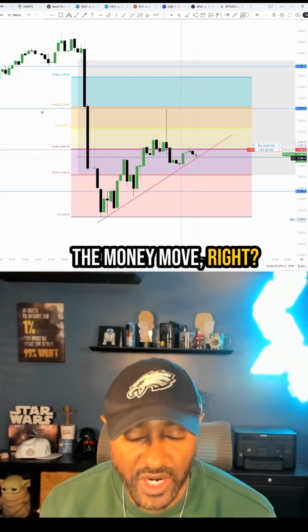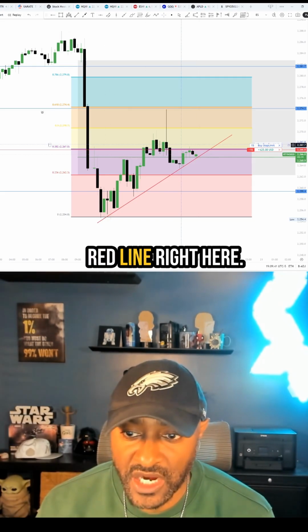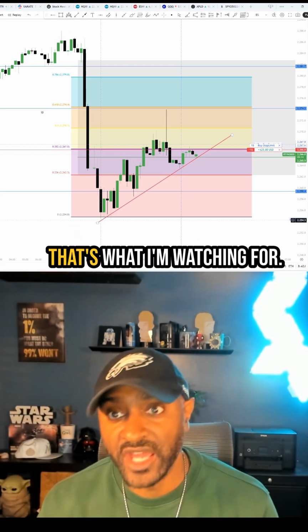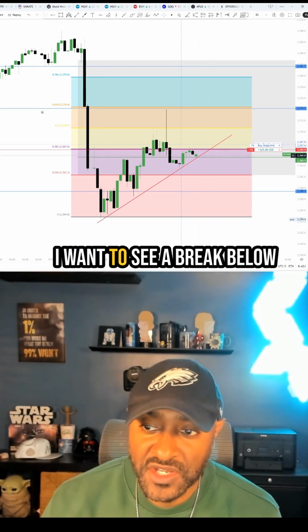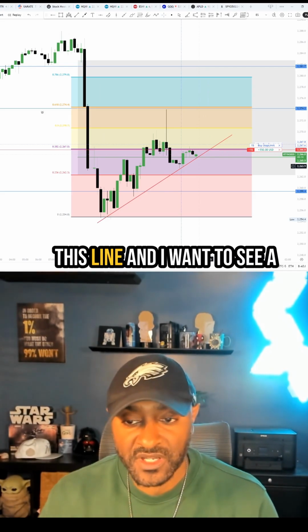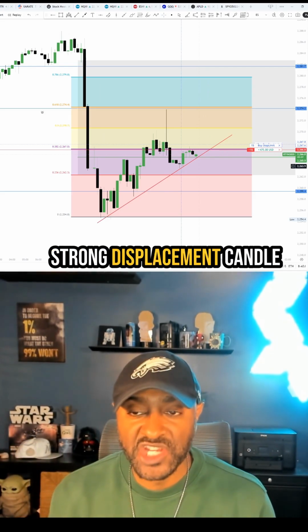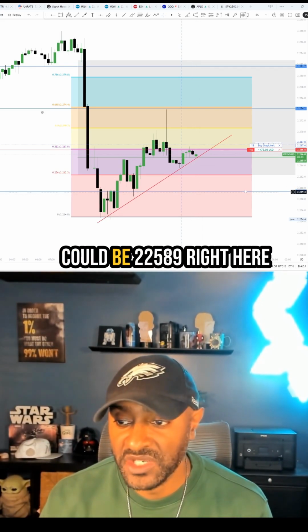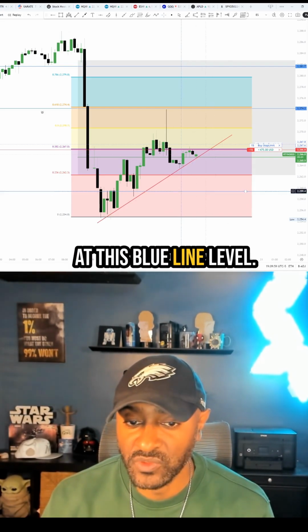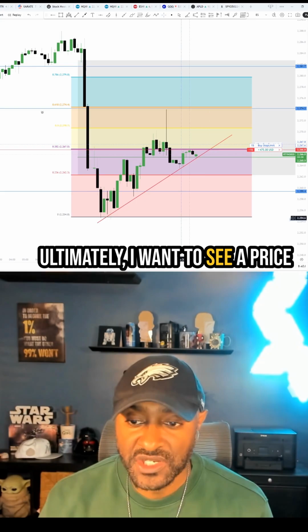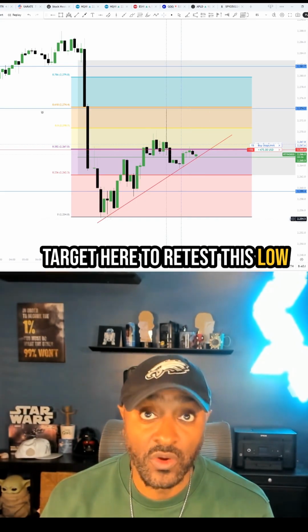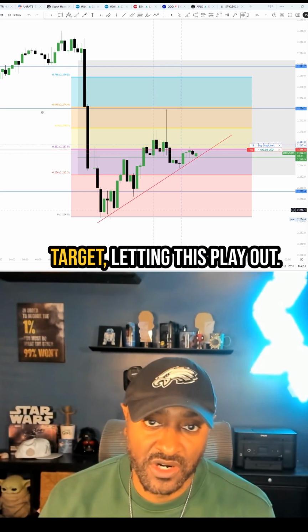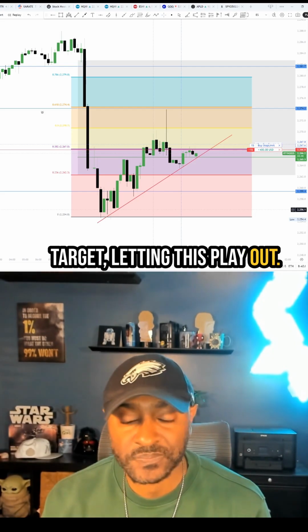The money move, right? The money move is this red line right here, this trend line that has been hugging on ever since the bounce. That's what I'm watching for. I want to see a break below this line, and I want to see a strong displacement candle through that for more downside. Now, potentially target could be 22589 right here at this blue line level. Ultimately, I want to see a price target here to retest this low of the actual regular session to actually complete my target. Let this play out.